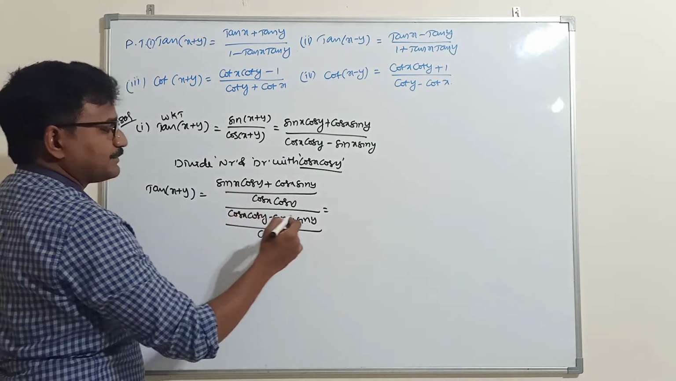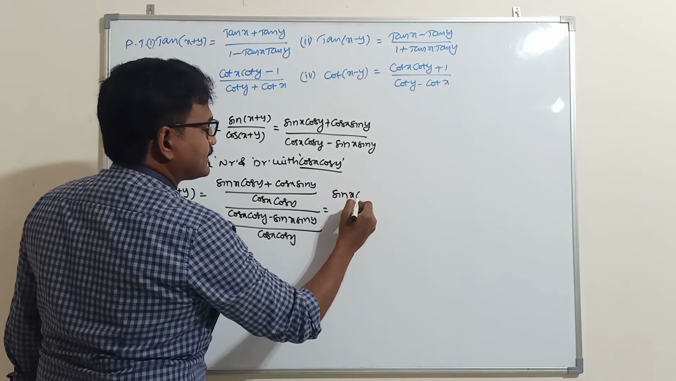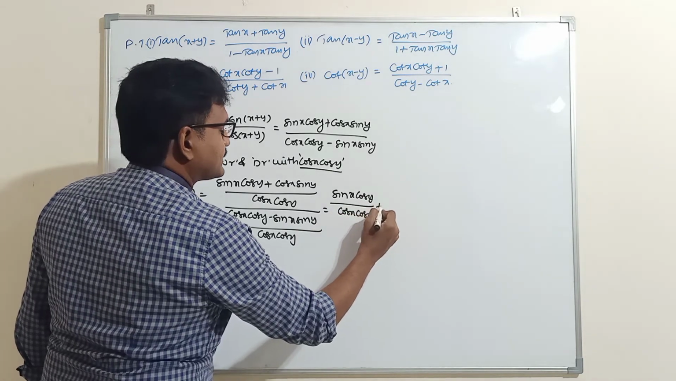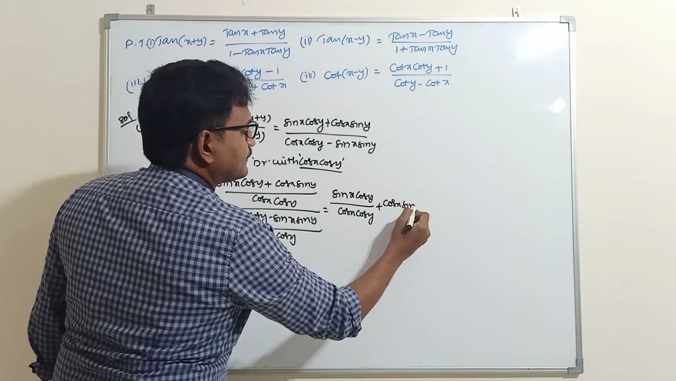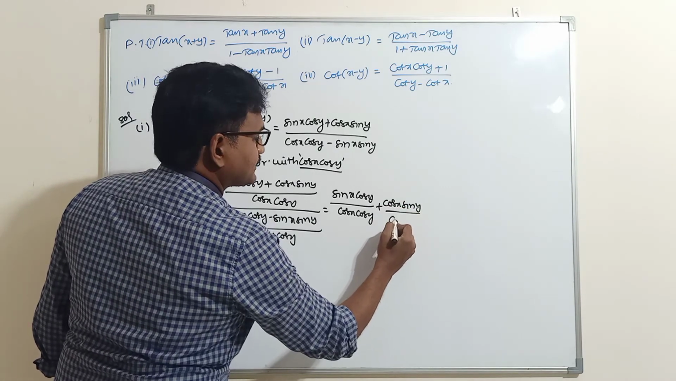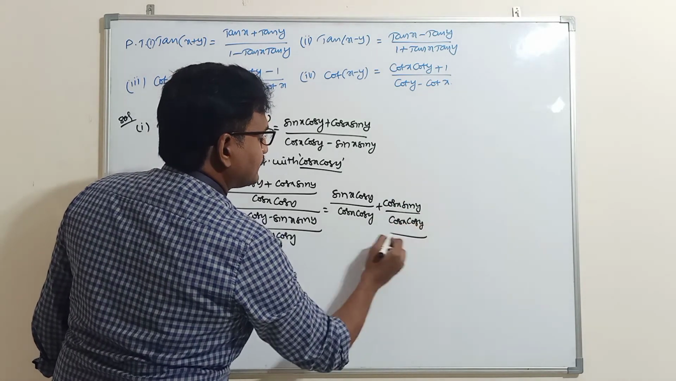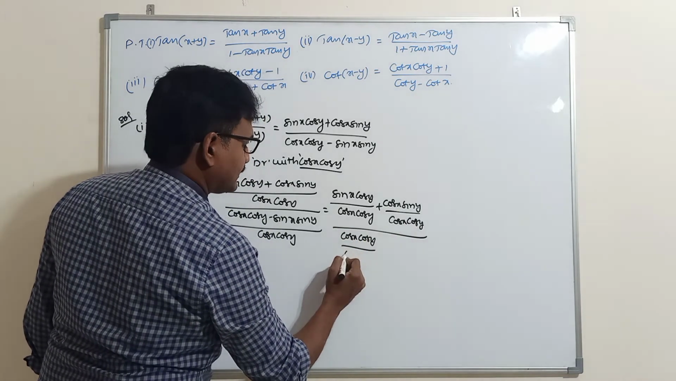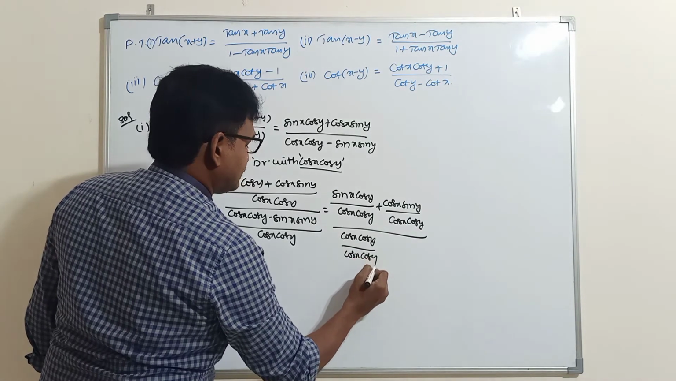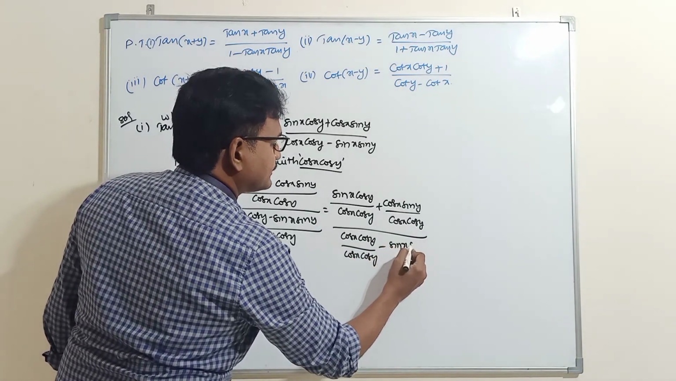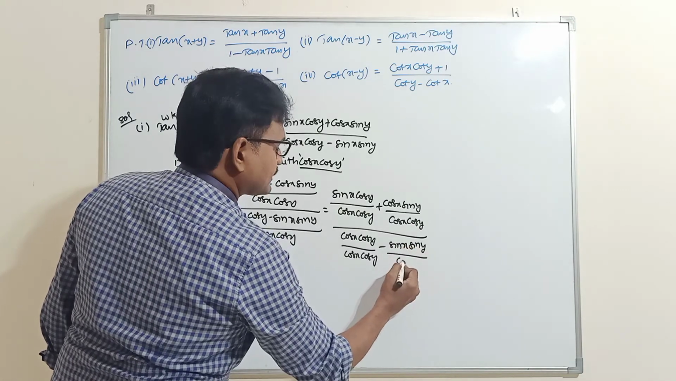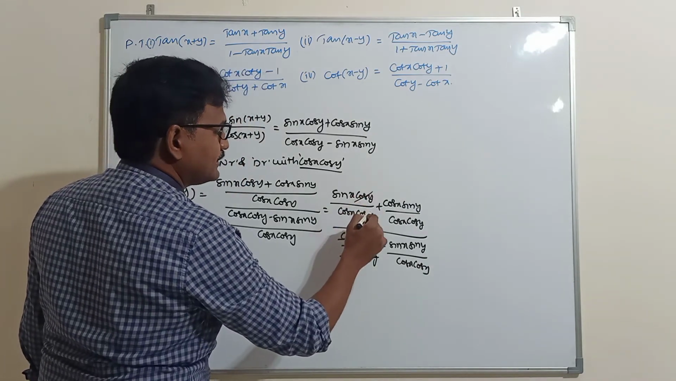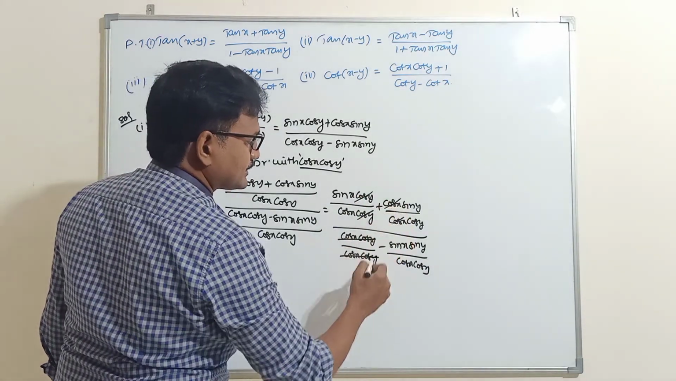So sin x cos y by this we can split it into two parts: sin x cos y by cos x cos y plus cos x sin y by cos x cos y, by cos x into cos y minus sin x into sin y by cos x into cos y. Then cos x cos y gets cancelled, cos y gets cancelled, cos x gets cancelled.